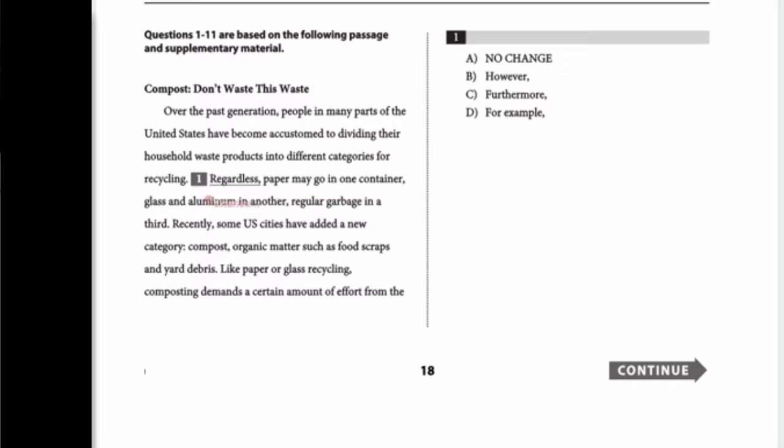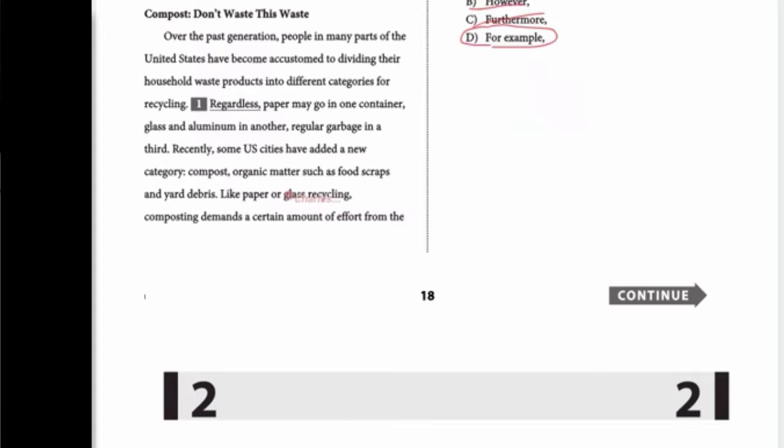Paper may go in one container, glass and aluminum in another, regular garbage in a third. So these are examples of being accustomed to dividing garbage. So the correct transition word is "for example." "However," as contrasting, "furthermore," as additive, and "regardless" are not correct.